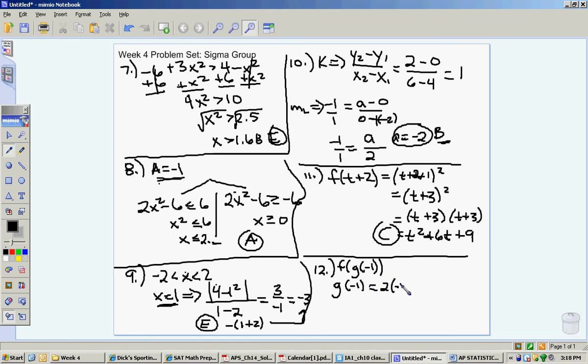So now I take that 3, and now that's what I'm going to plug in for f. So I'm looking for f of 3. So that's 3 squared minus 4. 3 squared is 9, minus 4 is 5. That's our answer. Answer choice C.